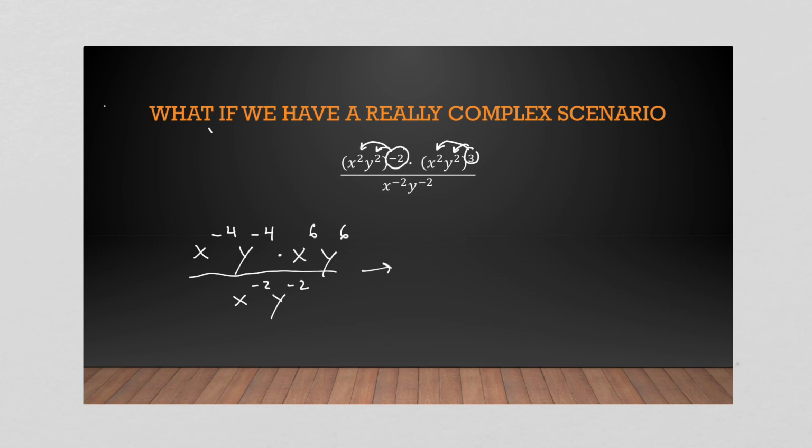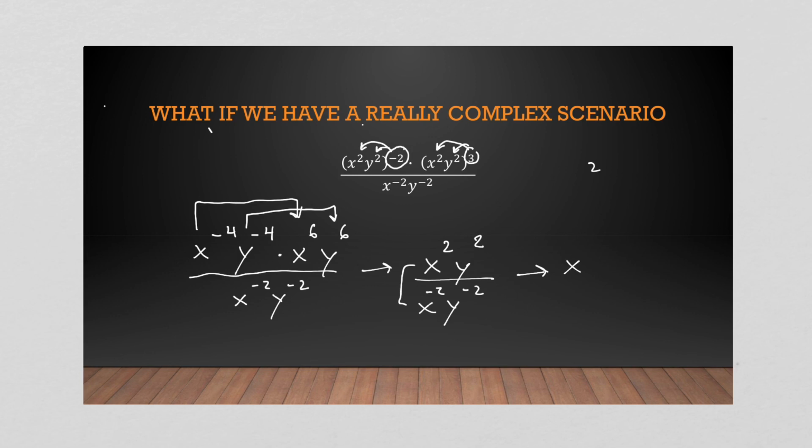So where does that leave us? Well, rather than rearrange this time, know that you can combine x's with x's. And negative 4 plus 6 gets us x to the 2. Then you can combine y's with y's. And negative 4 plus 6 gets us y to the 2. And on the bottom, we have x to the negative 2, y to the negative 2. Now we are subtracting exponents because we're dividing, and you divide x's with x's. So 2 minus negative 2 is 4. So we get x to the 4. And then y, we have the same calculation, y to the 4.